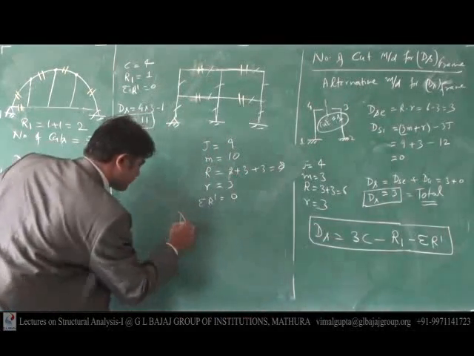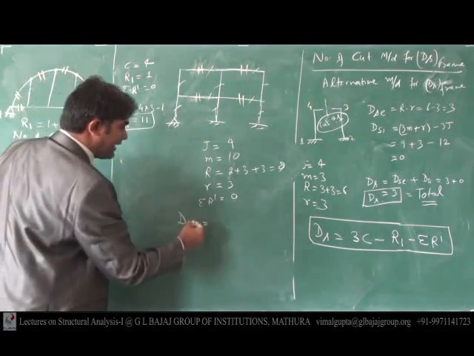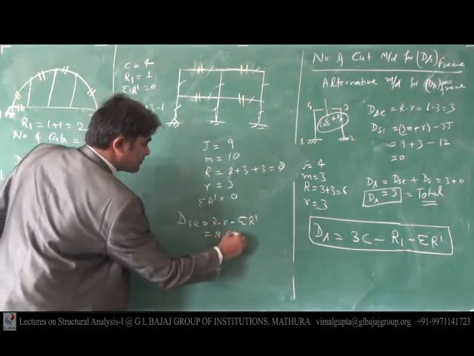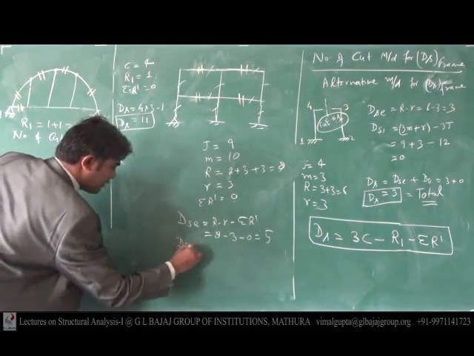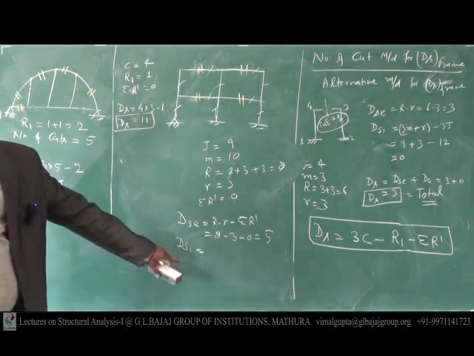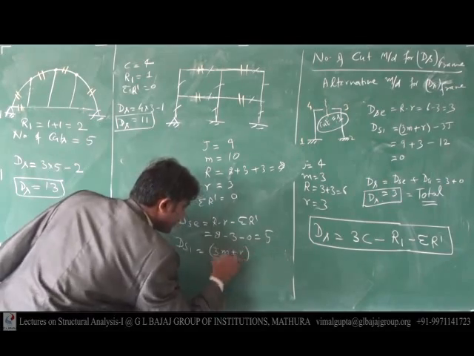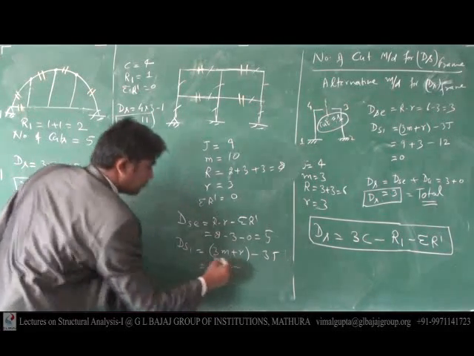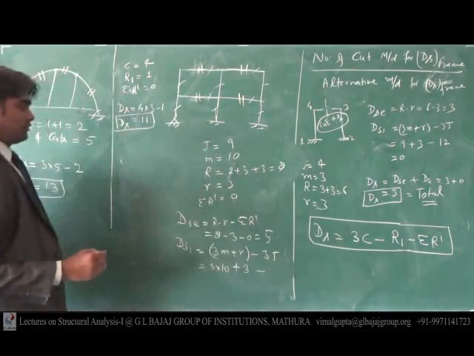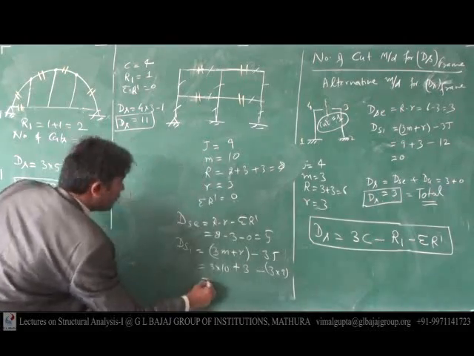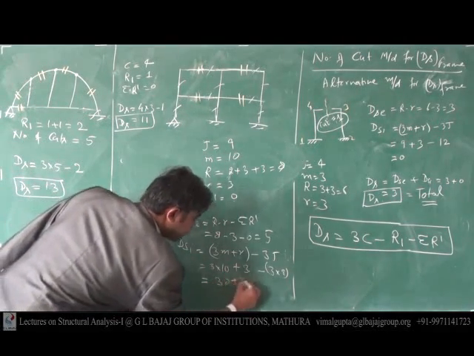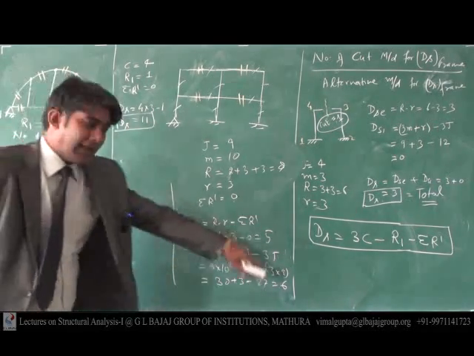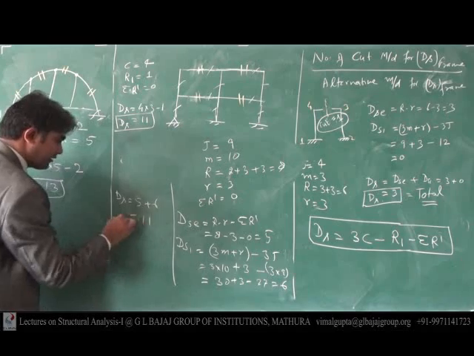Okay, so the value of DSE, capital R minus small r minus R dash, how much is that? 8 minus 3 minus 0, it is 5. DSI is 3m plus r minus 3j. Put 3 into m, m is 10, plus 3, minus 3 into 9. So it is 30 plus 3 minus 27. How much is that? 6. So the total value of DS is 5 plus 6, it is 11.